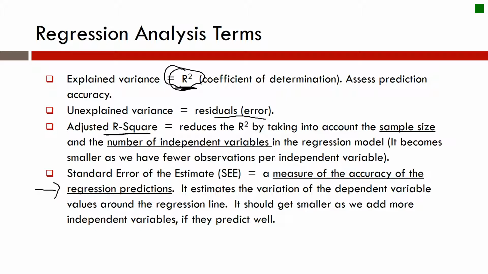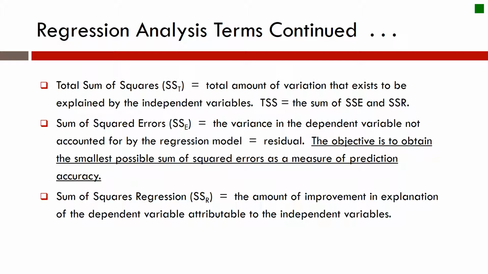It's the variation in the dependent variable values around a regression line. Again, if we add independent variables, we want to be able to minimize that. And if we can't effectively minimize that, then we're not really achieving our goal. So we want a minimized standard error, or error of the estimate, while we increase our R and R squared, and adjusted R squared.